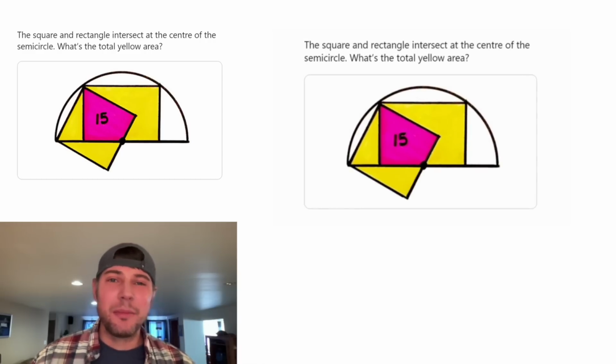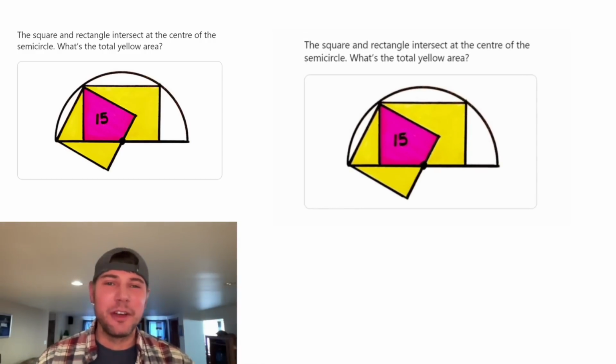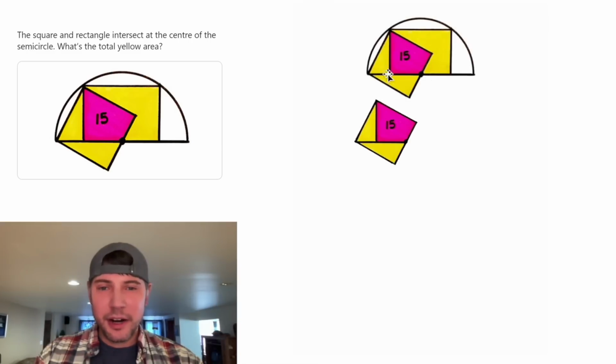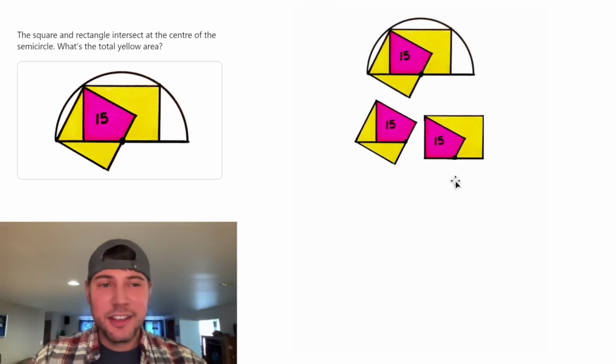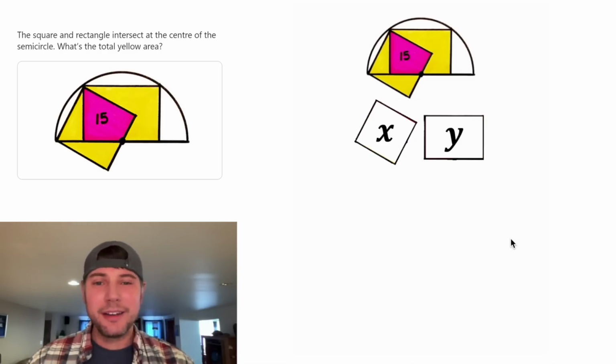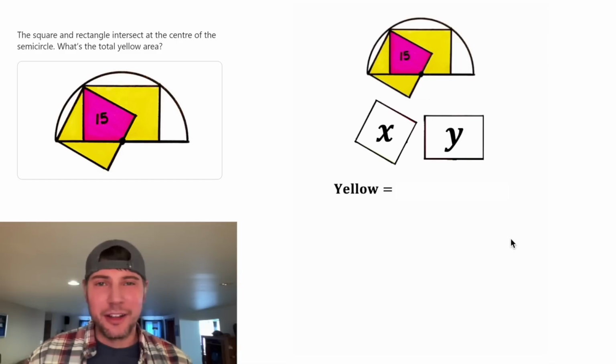And if you want to try this one, pause it right now because I'm going to solve it in 3, 2, 1. First, let's copy down the square and the rectangle. Now let's label the area of the square X and the area of the rectangle Y. And now we can write an equation for the yellow area.